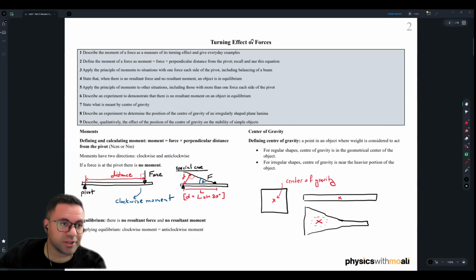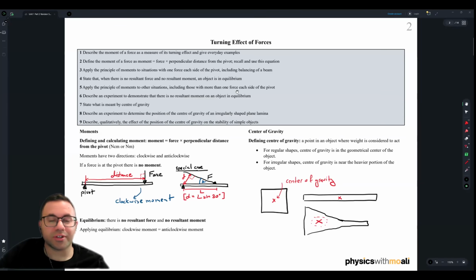Friendly reminder, this nice checklist is there for you to read and check to make sure that you understand the different points in there. So if you read something and you understand it, give it a check. If you don't, you need to revise that point again.